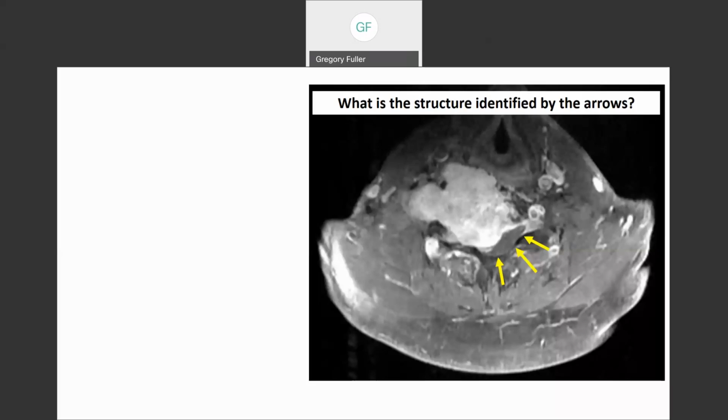Yes, this is a schwannoma. It's a big schwannoma. All right. Do you think it's a malignant peripheral nerve sheath tumor? Does it look bad?